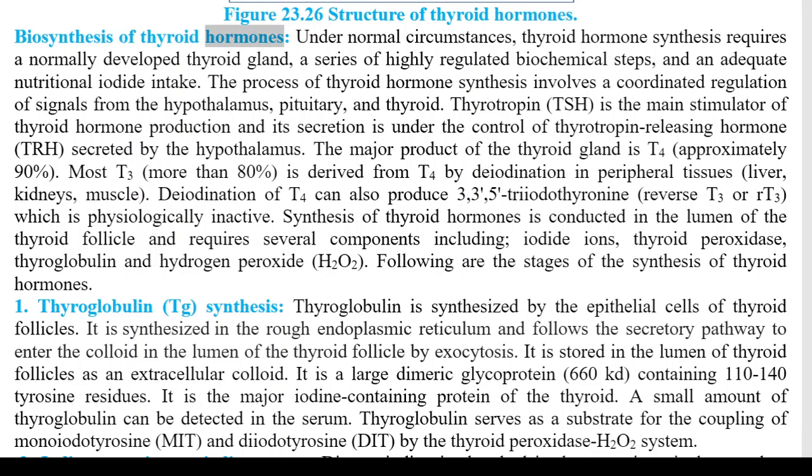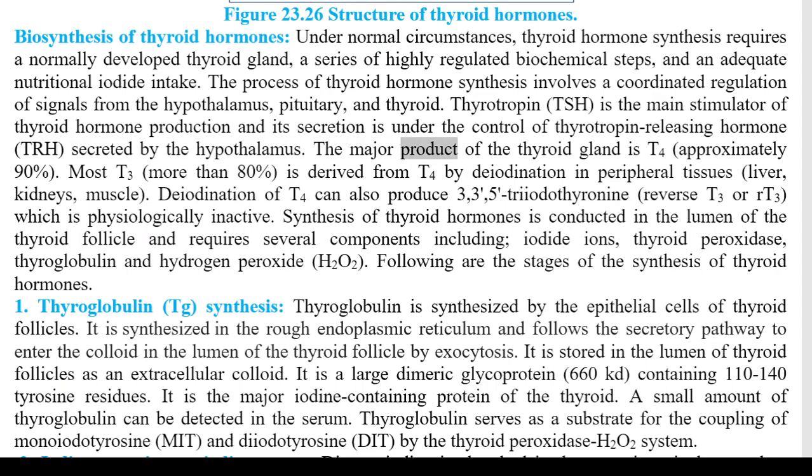Biosynthesis of thyroid hormones. Under normal circumstances, thyroid hormone synthesis requires a normally developed thyroid gland, a series of highly regulated biochemical steps, and an adequate nutritional iodide intake. The process of thyroid hormone synthesis involves a coordinated regulation of signals from the hypothalamus, pituitary, and thyroid. Thyrotropin, TSH, is the main stimulator of thyroid hormone production, and its secretion is under the control of thyrotropin-releasing hormone, TRH, secreted by the hypothalamus.